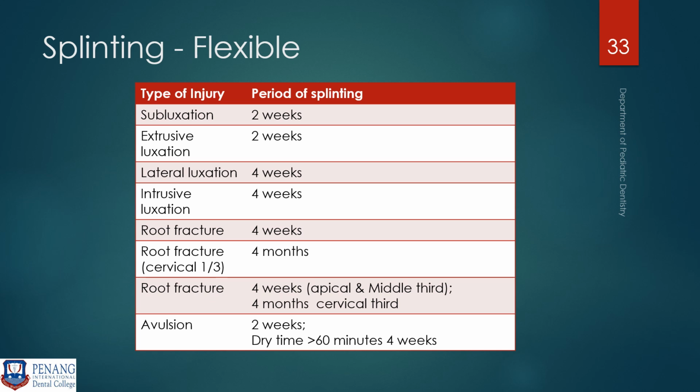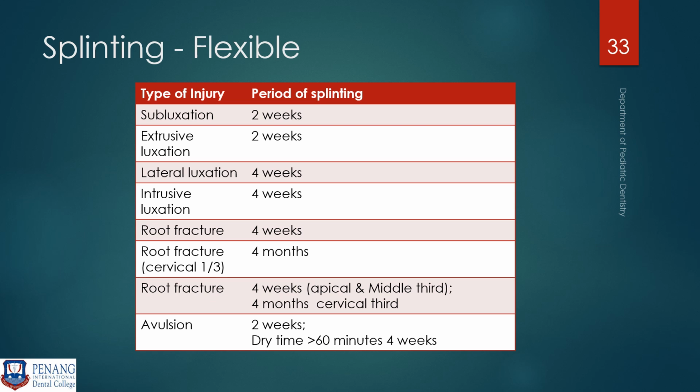The issue here is that if you put a rigid splint, the tooth cannot move at all, and the chances of ankylosis are very, very high. That is why we have to use a flexible splint, using those orthodontic wires which are flexible and allow a certain amount of flexibility of the tooth so that there is no chance of ankylosis. The table shown in this slide tells you the period of splinting.